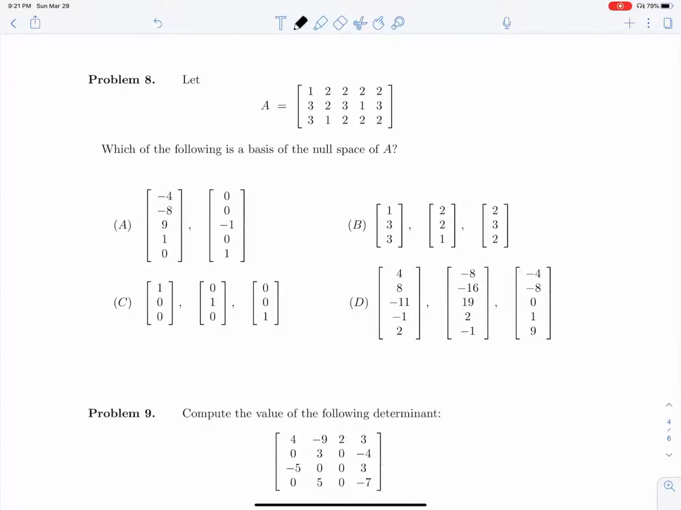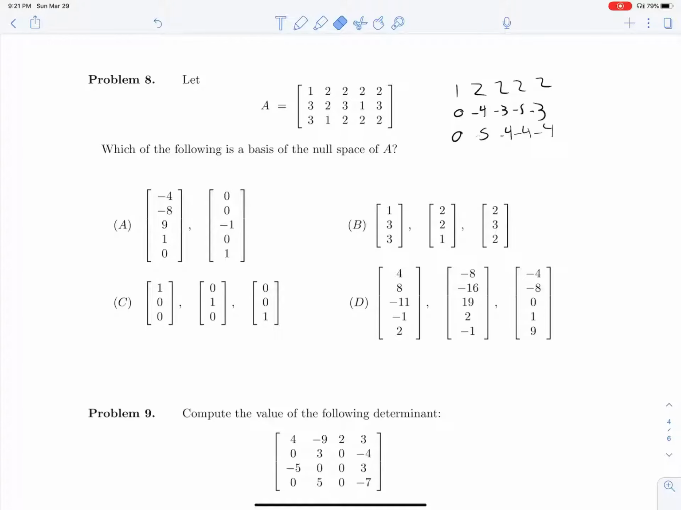Question 8, let's find the basis of the null space of A. Let's write this out. 1, 2, 2, 2, 2, 3, 2, 3, 1, 3, 3, 1, 2, 2, 2. Okay, I'm going to subtract 3 row 1s from row 2. We'll get 0, -4, -3. We'll get -3 in that position, and -5 over here. I'm going to subtract 3 row 1s from row 3. 0, -5, -4, -4, -4.